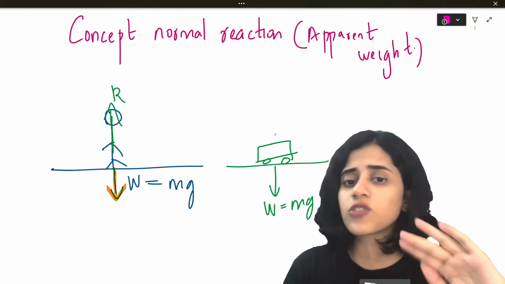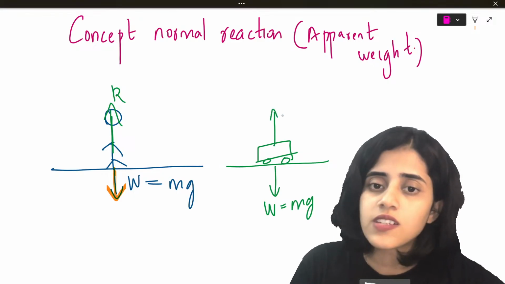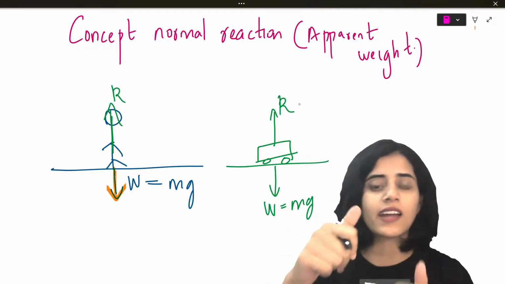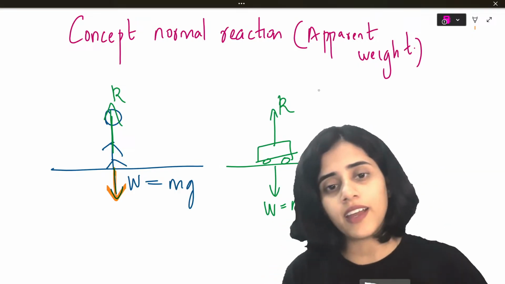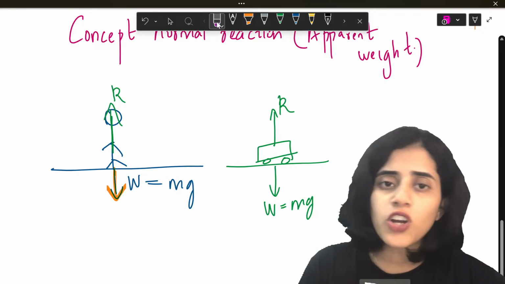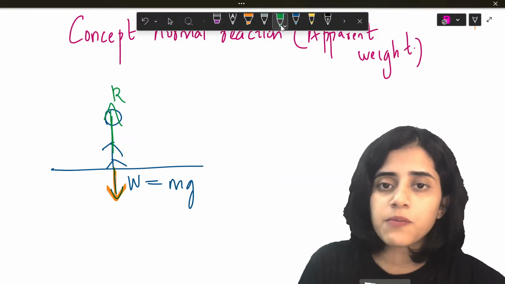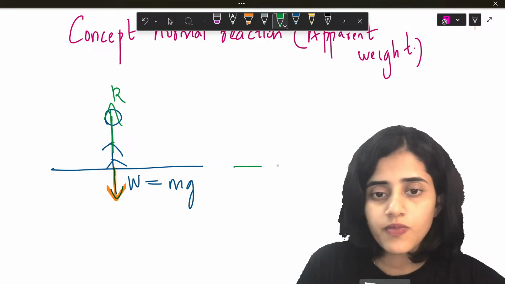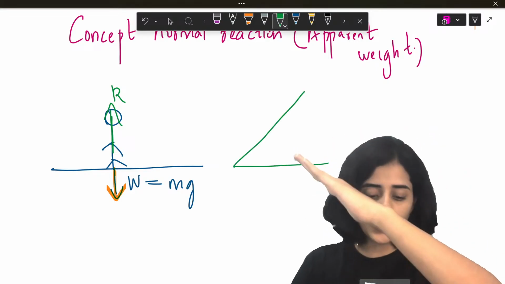But this car also does not sink into the ground because it has a normal reaction force, or normal force, acting in the upward direction. Now, this need not always be in the same opposite direction. There are examples where you have a road like this, a road that is at an angle, okay?